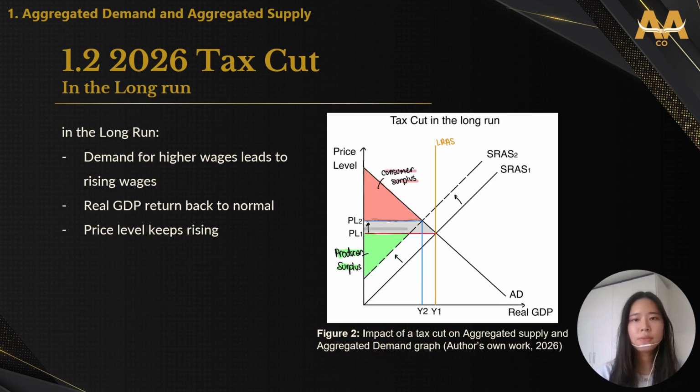However, in the long run, Figure 2 tells a different story. As the economy heats up, workers demand higher wages, increasing production costs and shifting SRAS to the left, from SRAS 1 to SRAS 2. Real GDP returns to its natural level, but the price level will continue to rise. So the long run result is the same output, but a permanently higher cost.